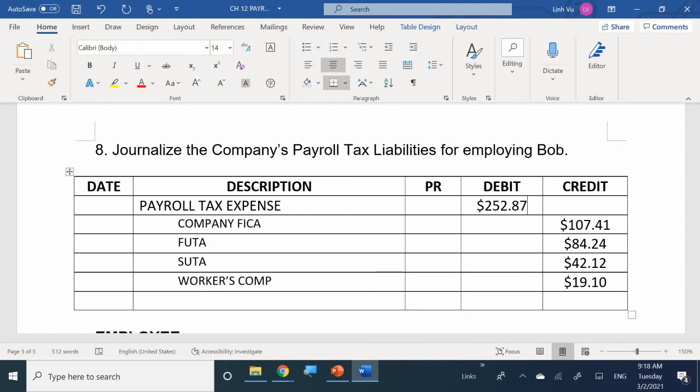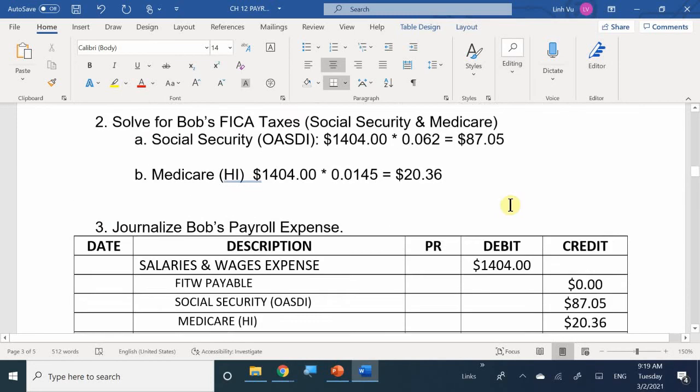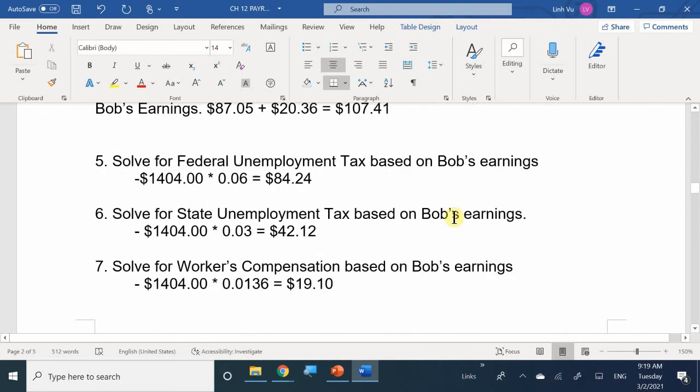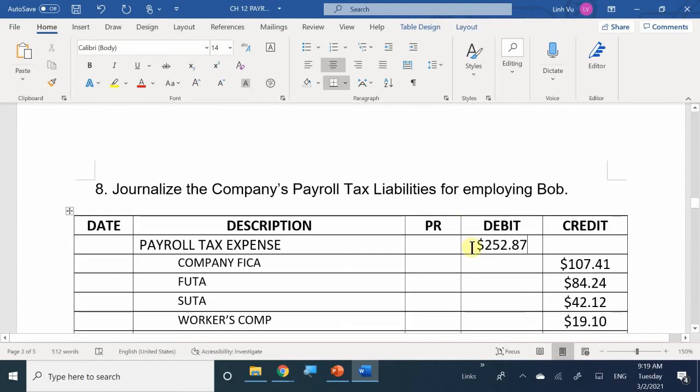I know we're not going to pay $2,000 for this employee. So now we ended up with $252. Just having Bob, not only do we have to pay $1,400 just for him earning that much money, we also have to pay an additional $250 for having him as an employee. So right there, he already costs a lot of money. And think about it, this is one employee.